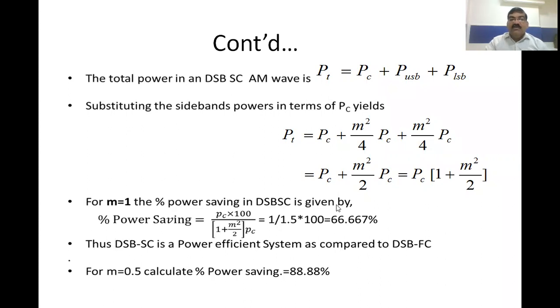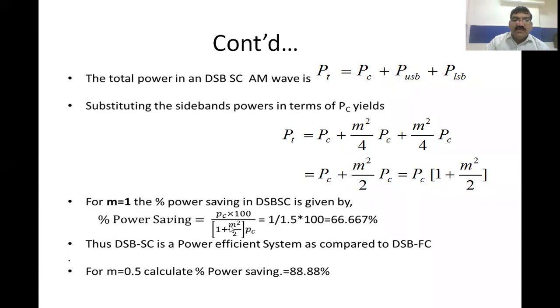So what you are suppressing is the carrier power PC. So PC into 100, and how much? That is 1, this much PC you are suppressing. So this is 1 plus M square by 2, so 1 plus M square by 2 into PC.